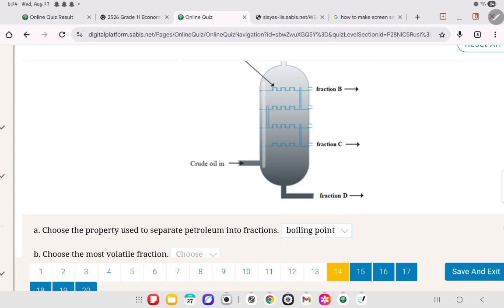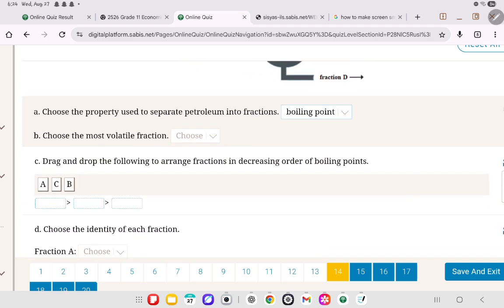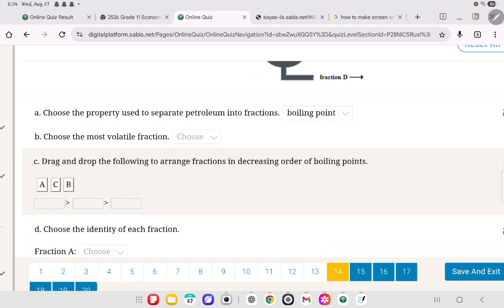So the property used to separate petroleum into its fractions is the boiling point, because petroleum is made out of so many different things, but these different things have different boiling points, and if you boil each one at a specific boiling point, you will get their resultant, like you will extract them. So this is basically the property that allows us to separate petroleum into fractions.